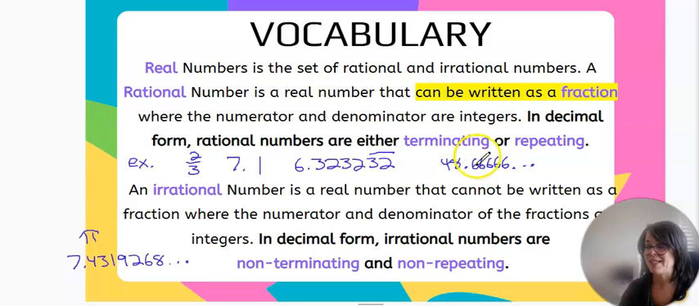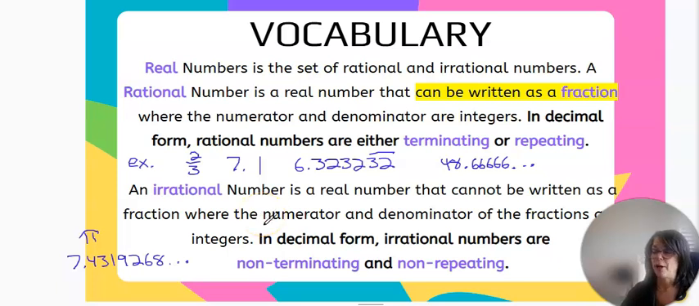The same way with this next number, 48.6666..., the fact that there's an ellipsis at the end, 3 dots, means that that pattern continues. It goes on forever. And that means that it's rational. So irrational can't be written as a fraction.